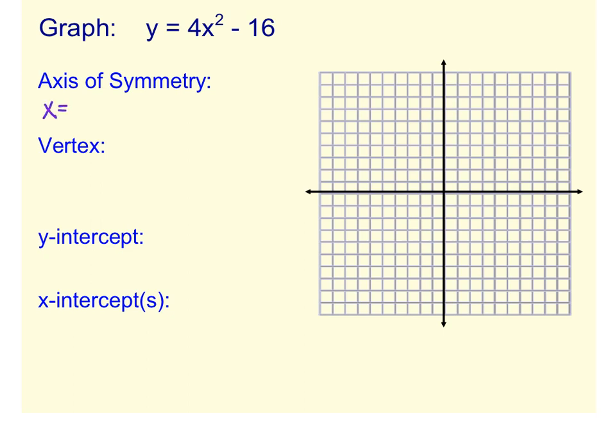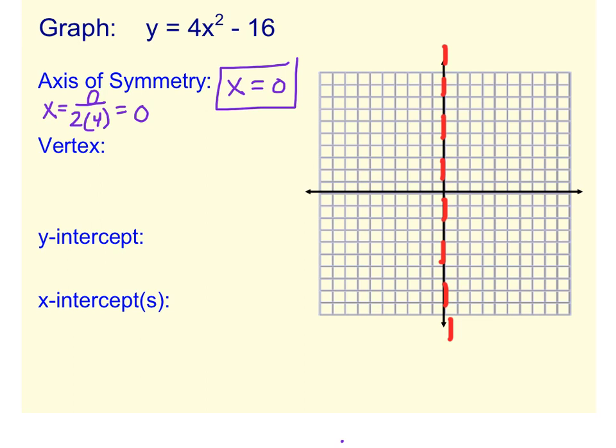If you notice, our b value up here is missing. We don't have the b. So that means that our b is a 0 over 2 times 4. Well, 0 divided by anything is 0. So x equals 0 is our axis of symmetry. On the graph, we can go ahead and draw that in. Here's our axis of symmetry.